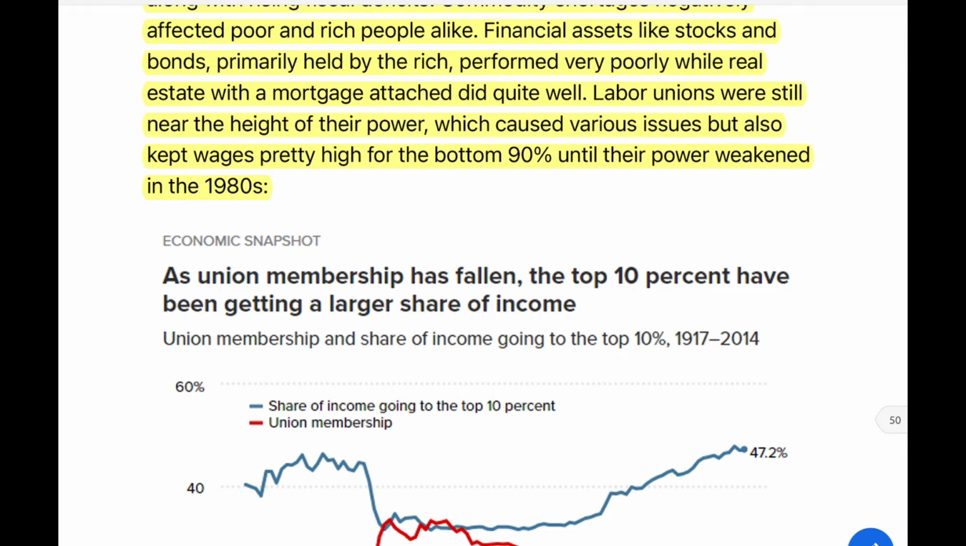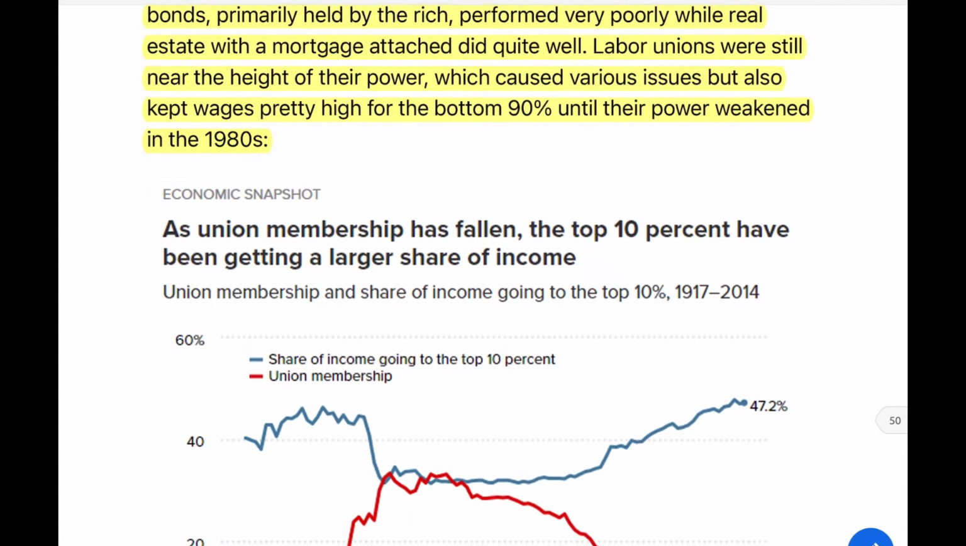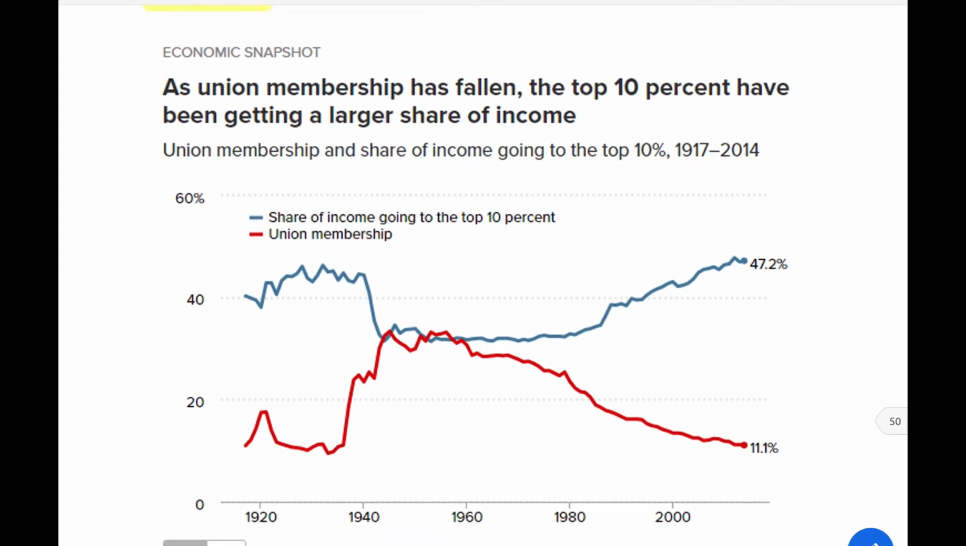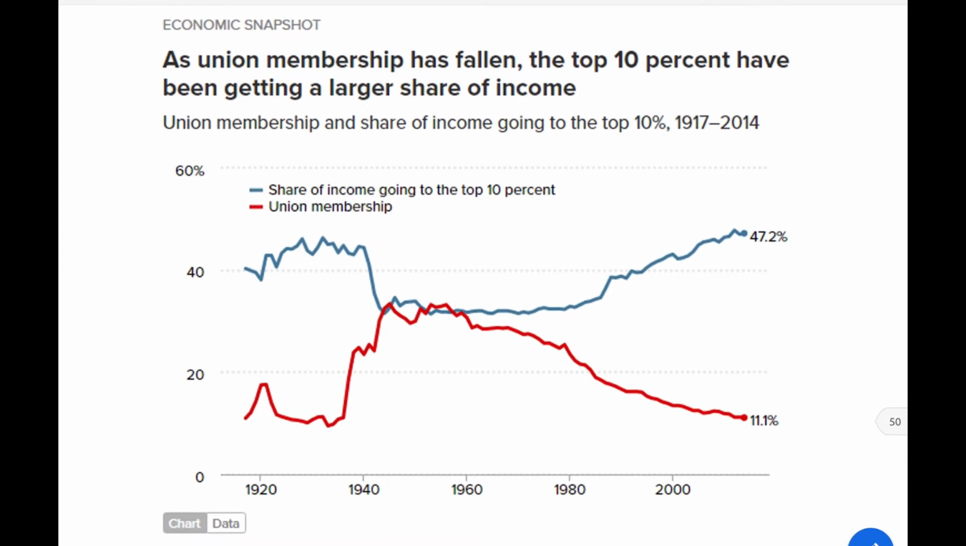The unions are at a low. They're at one of the lowest points for union membership in history. So this could be an issue in the future where the unions aren't there to help wages continue to go up during an inflationary period. So wages could be stagnant, is what this is kind of leading to. As union membership has fallen, the top 10% have been taking a larger share of the income.